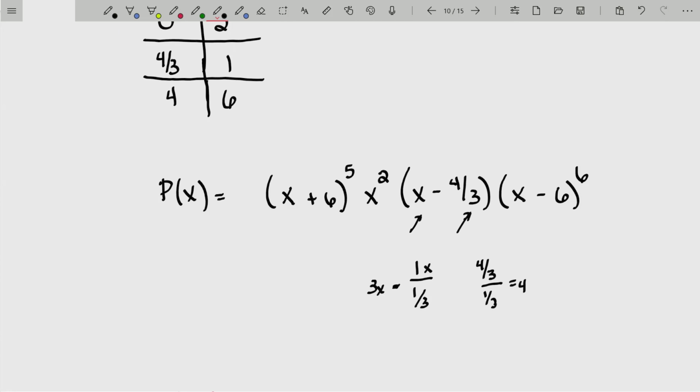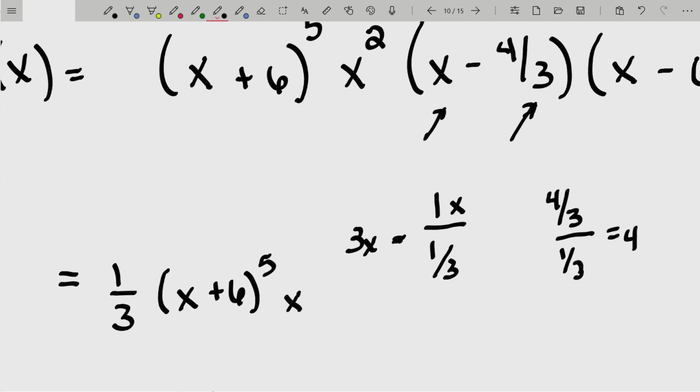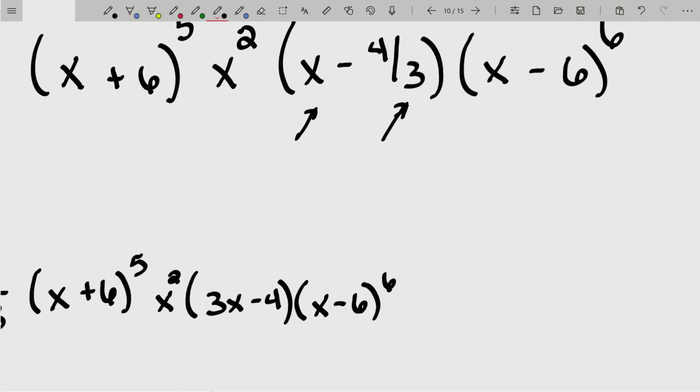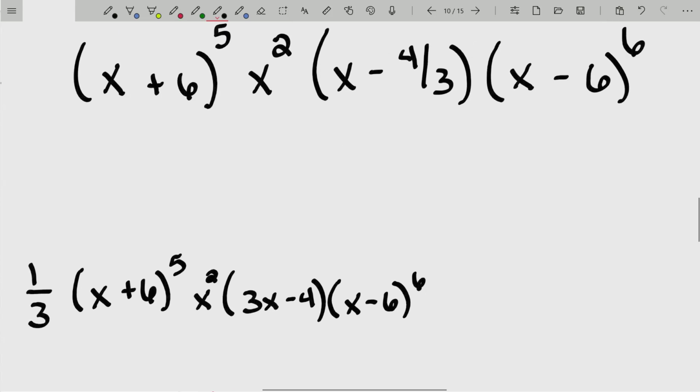So if I pulled a 1/3 out into the front of this entire polynomial, I would be left with x plus 6 to the 5th power, x squared. Let me clean that up. That was supposed to be an x squared. And then we have a 3x minus 4, that's to the 1st power. And finally, an x minus 4 raised to the 6th power. I'm going to erase this just to get it out of my way because it kind of is disturbing visually.